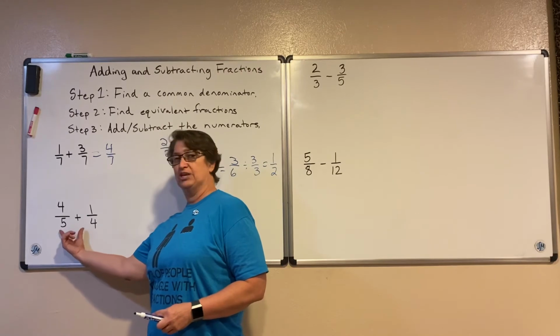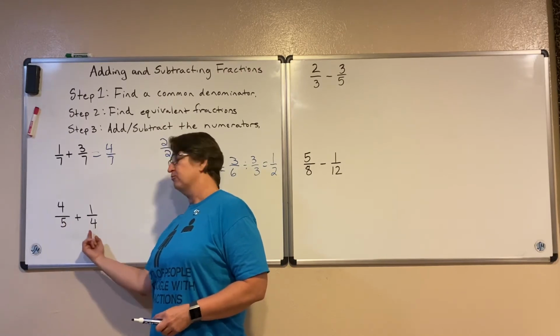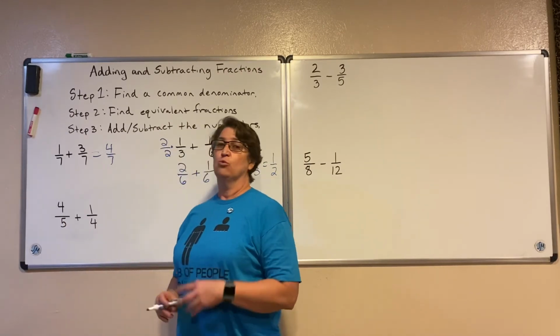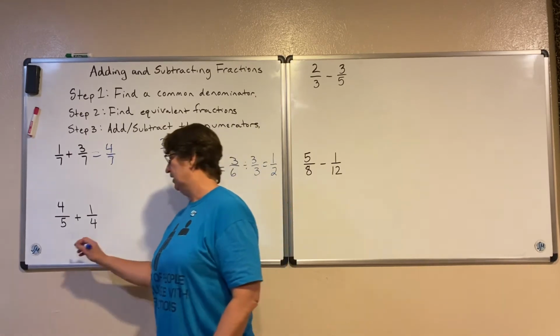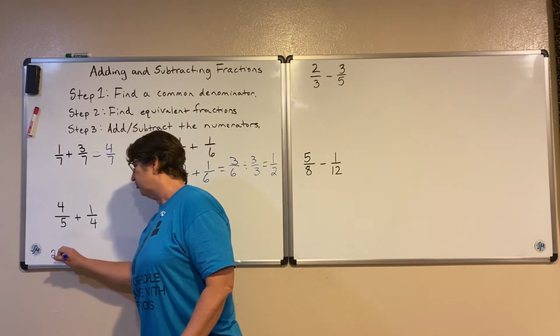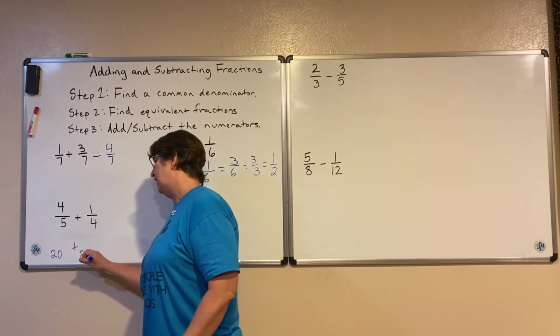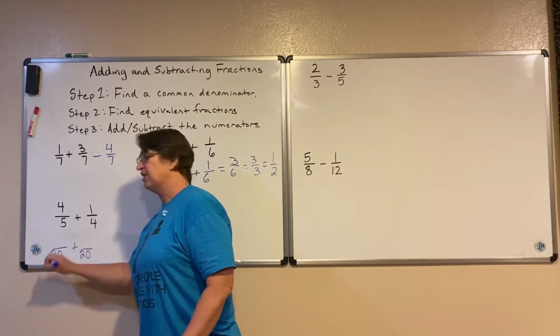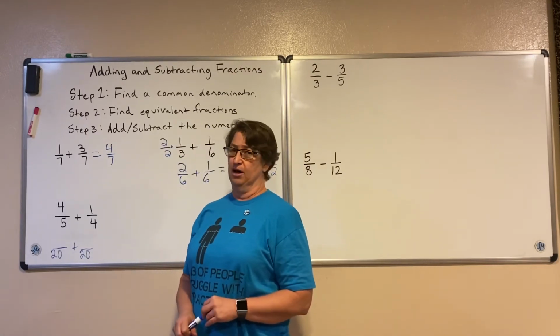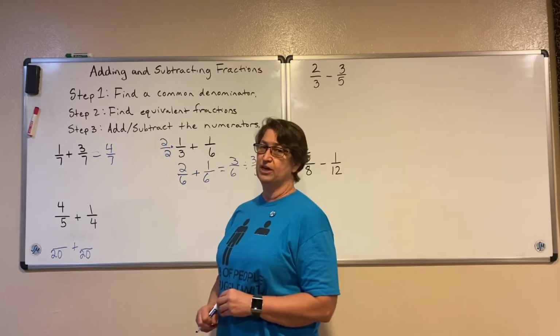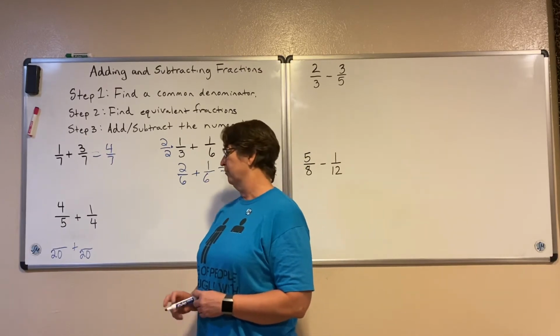Another way to find a common denominator is just to multiply these two together. So 5 times 4 gives me 20. When I counted by 5s, I got to 20. When I counted by 4s, I got to 20. So I could just make both of these denominators be 20. Sometimes that's not the least common denominator, but it's always a common denominator. It might not be the least one, but it is a way to get a common denominator.